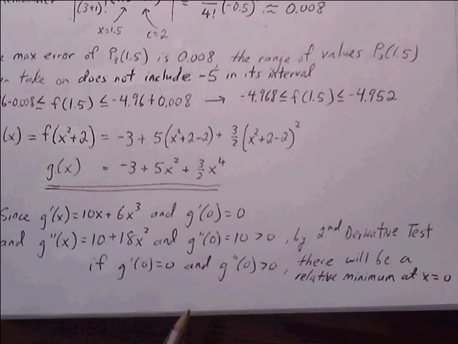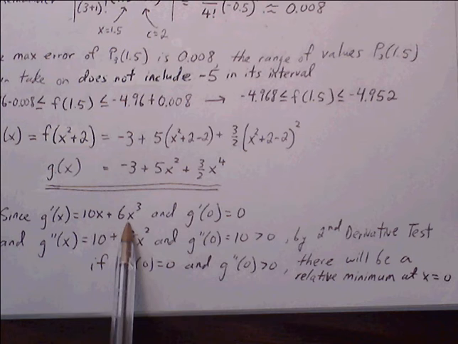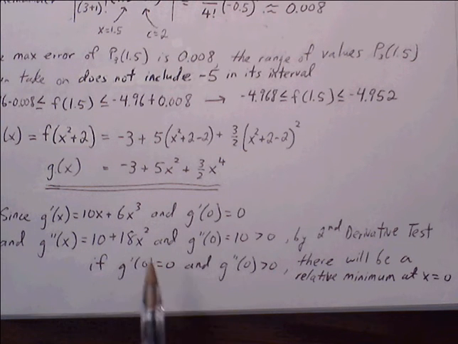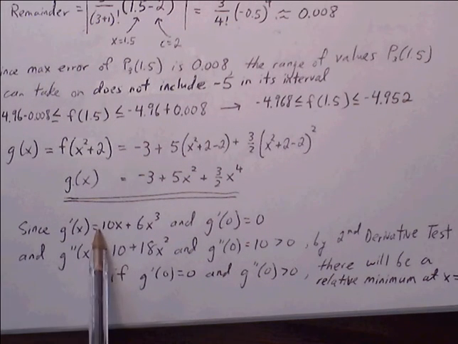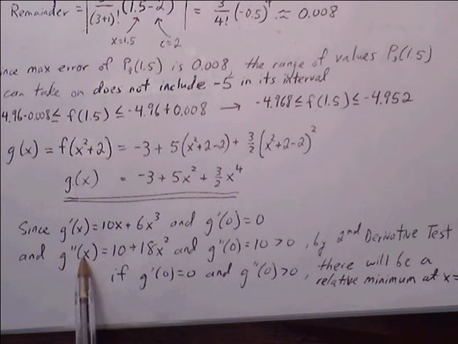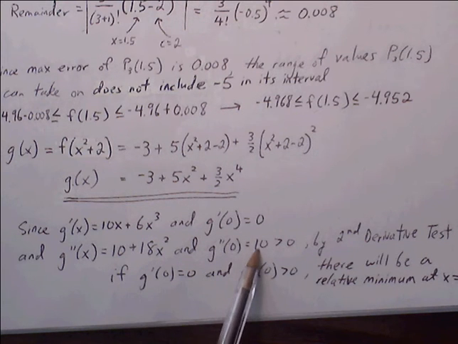3 halves x to the fourth becomes 6x cubed, and negative 3 is a constant, so it goes to 0. So here's my g prime. If I evaluate g prime at 0, meaning if I plug 0 in for x, I'll still get 0. If I find the second derivative, 10x becomes 10, 6x cubed becomes 18x squared, and if I evaluate the second derivative at 0, I get positive 10, and we know 10 is greater than 0.